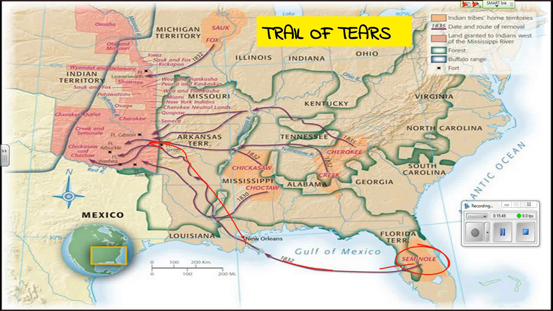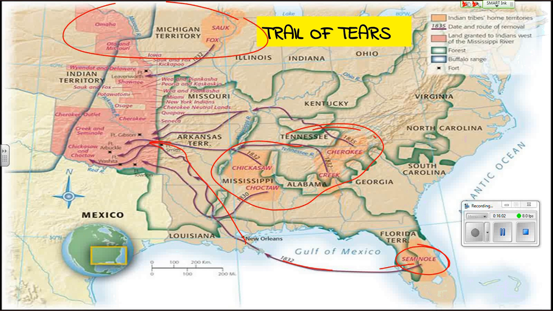We have all the Cs. We call these the Sea tribes. At least that's the way I remember them. We have the Chickasaw, the Choctaw, the Creek, and the Cherokee. They all moved over. But we also have a bunch up north here. Up here we have the Omaha, the Missouri, the Sauk and Fox, the Iowa, the Kickapoo, the Shawnee, the Sauk, gosh, I can hardly read that. The Miami, the New York Indians. You'll see there's a whole bunch of them that were moved over as well.